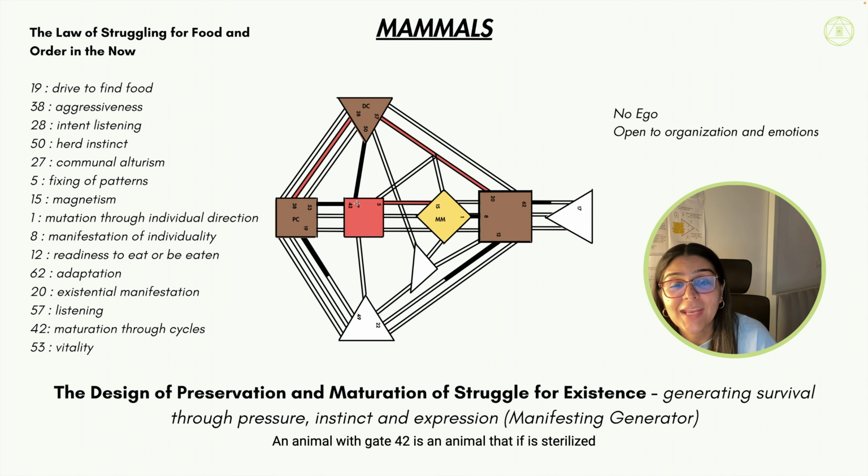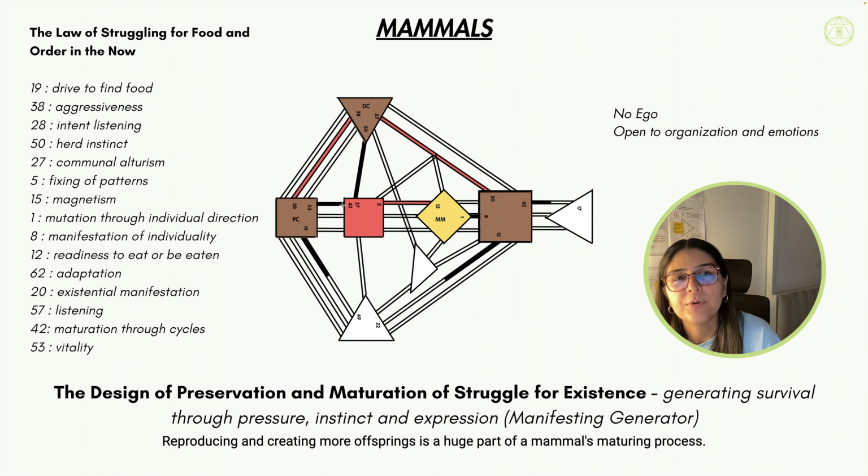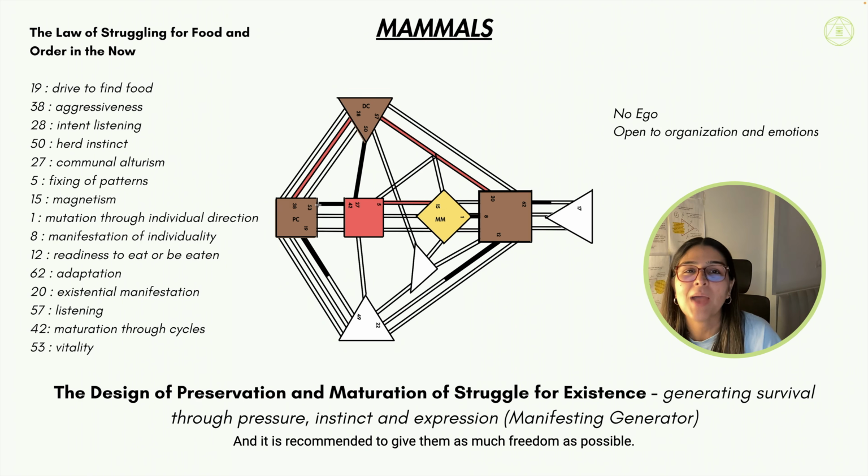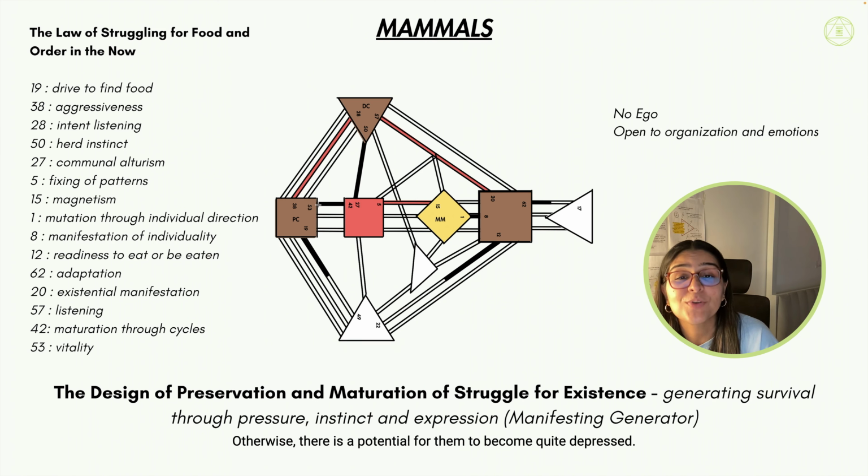An animal with gate 42 is an animal that, if sterilized, is actually going to become really depressed. Reproducing and creating more offspring is a huge part of a mammal's maturing process. So if you have an animal with this channel, it is not recommended to sterilize them, and it is recommended to give them as much freedom as possible. Otherwise, there is a potential for them to become quite depressed.